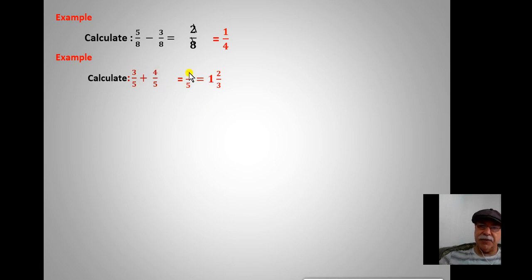7 comes from 3 plus 4, over 5. This equals 1 and 2 over 5, because 5 goes into 7 once with 2 remaining. This is called a mixed fraction, because we have one whole and a part of a fraction.